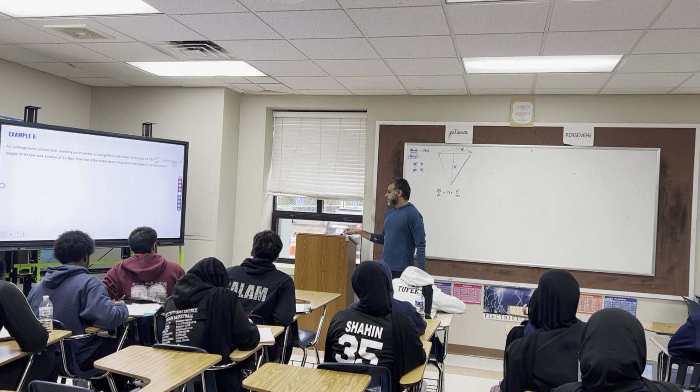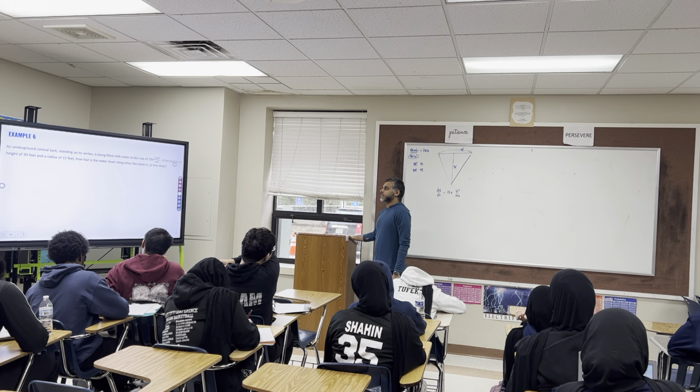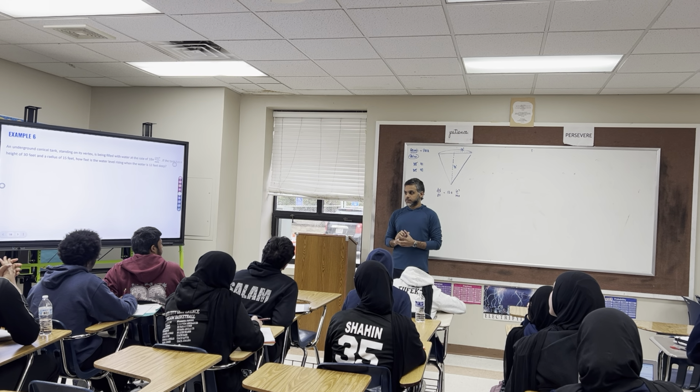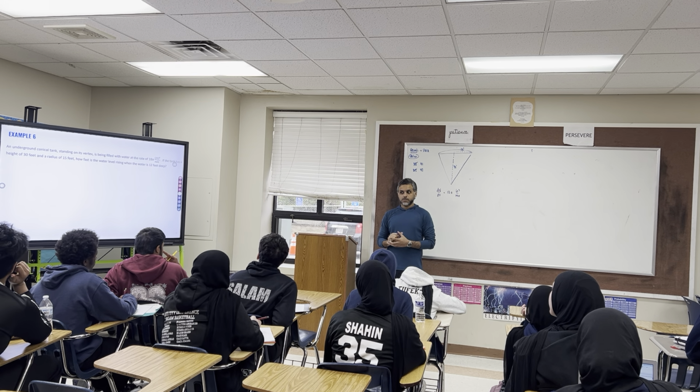Now we're going to read the rest of it, and you guys are going to help me figure out what they gave us and define the question for me. How fast is the water level rising when the water is 12 feet deep? What do they mean by 12 feet deep? What have they provided us there? The height of the proportional triangle. The height of the water. It's not the height of the cone. The height of the cone is already there.